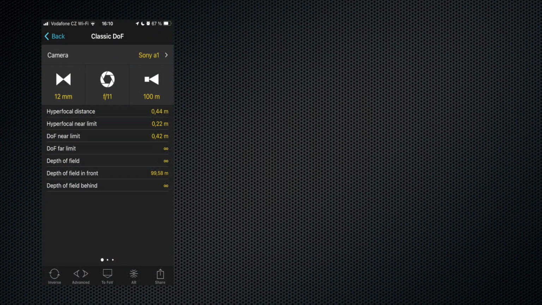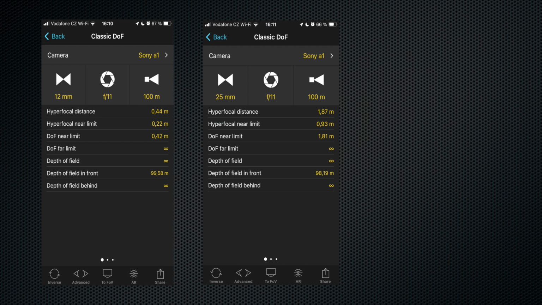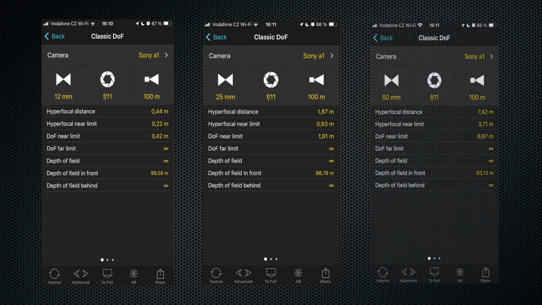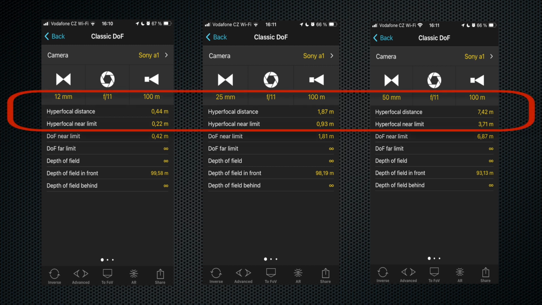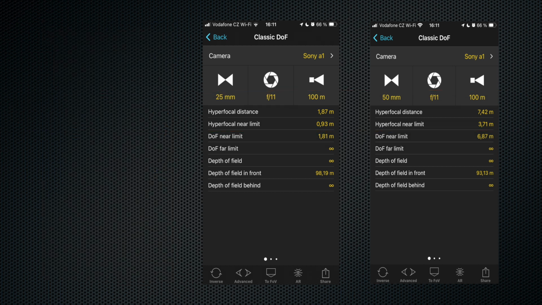At 12 mm the hyperfocal distance is 0.44 meters. At 25 mm it is already 1.87 meters, and for 50 mm it's already 7.42 meters. As you can see, the difference between 12 and 25 mm is not that dramatic. However, the difference between 25 and 50 mm is already huge.